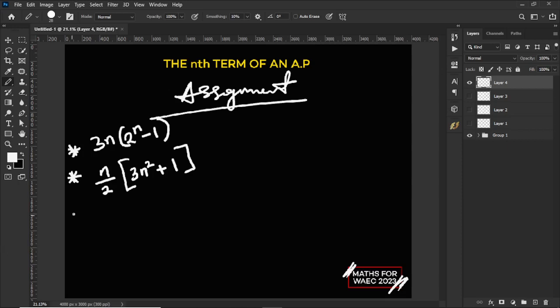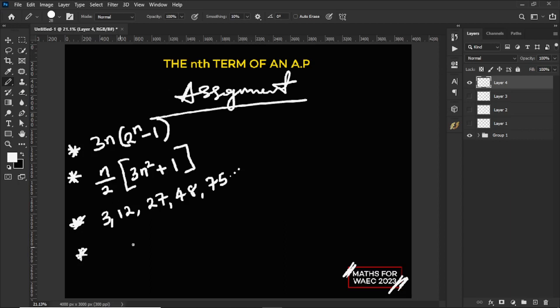Number 3. Find the nth term of the sequence: 3, 12, 27, 48, 75. Find the nth term.